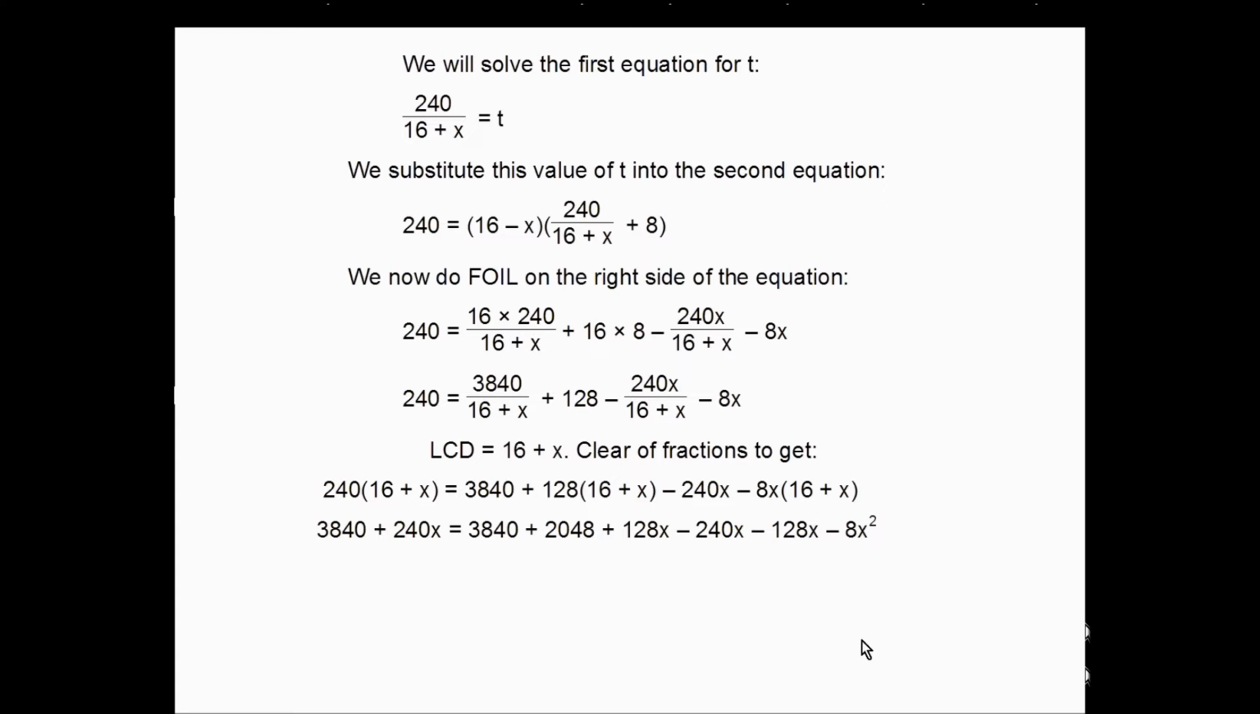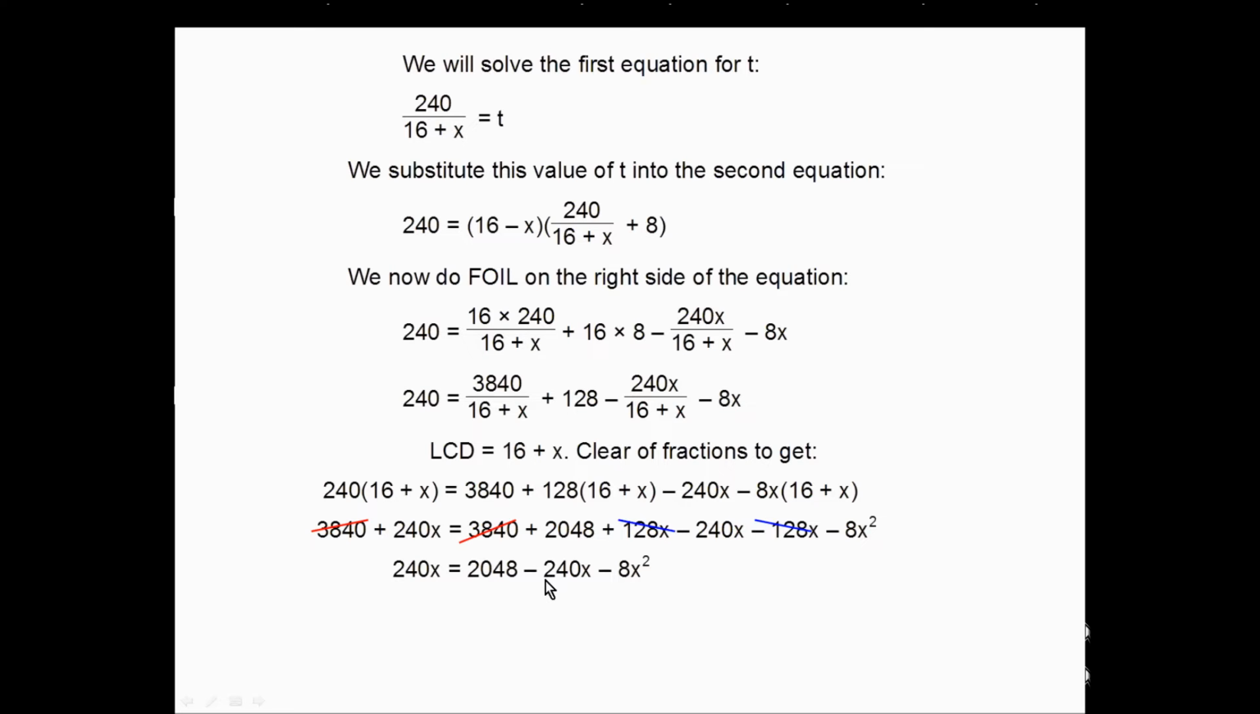Okay, now I look for things that can go away. I've got 3,840 on both sides of the equation with the same sign. They add out to be 0. Now the 240x's, they're on opposite sides, but they also have opposite signs. I can't make them go away. On the right, 128x minus 128x will go away. So I've eliminated those. Let's see, what will I be left with?